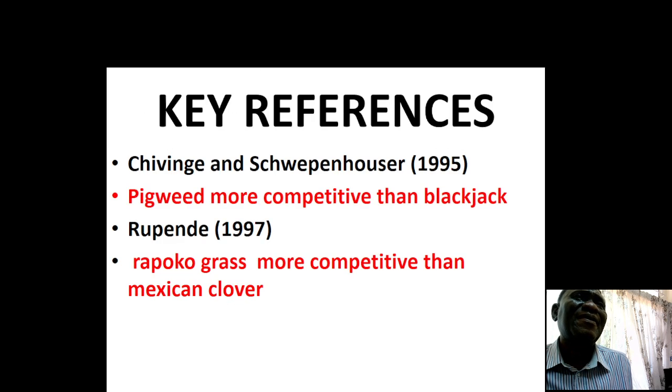Another paper, competition of soybean with blackjack, Bidens pilosa, and pigweed, Amaranthus hybridus, done by Chivinge and Schweppenhauser. This was done here in Zimbabwe. They found that pigweed was more competitive than blackjack. Rupende also found that Rapoko grass was more competitive than Mexican clover using this approach of replacement series diagrams.